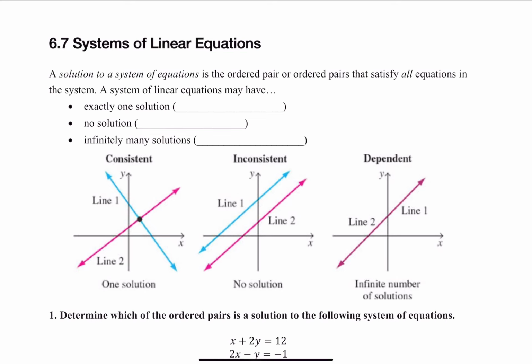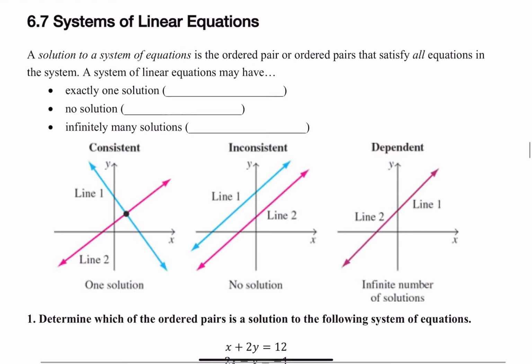One more section in chapter 6, systems of linear equations. All right, so we now know how to graph lines. We can go ahead and look at the 3 cases down below. Let's go ahead and provide some actual names to the different types of solutions we might encounter.